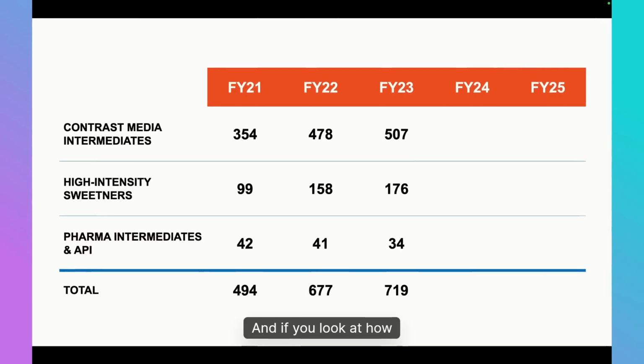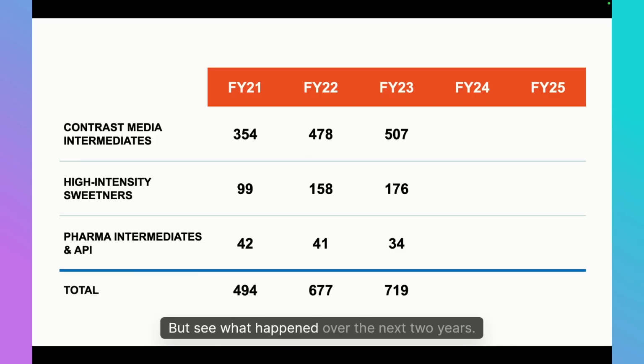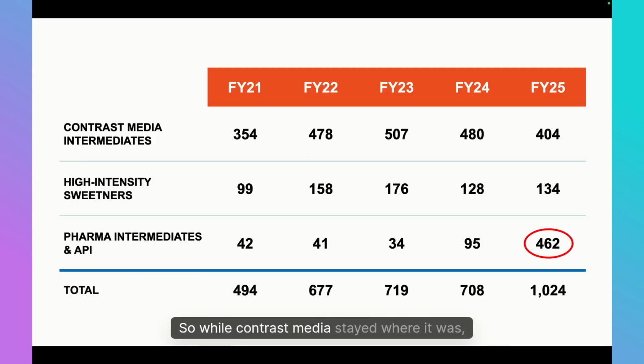And if you look at how these three segments have proceeded on a yearly basis, till FY23, it would seem as if contrast media is their primary business. And it was until then, right? With 500 crores out of 700 coming from contrast media itself. But see what happened over the next 2 years. While contrast media stayed where it was, even the same with high intensity sweeteners, it's the pharma intermediates and API business that really jumped up. So from just 34 crores in FY23, they've closed FY25 with some 462 crores.